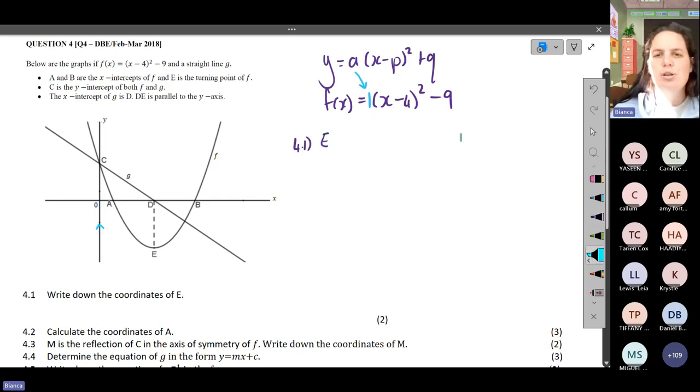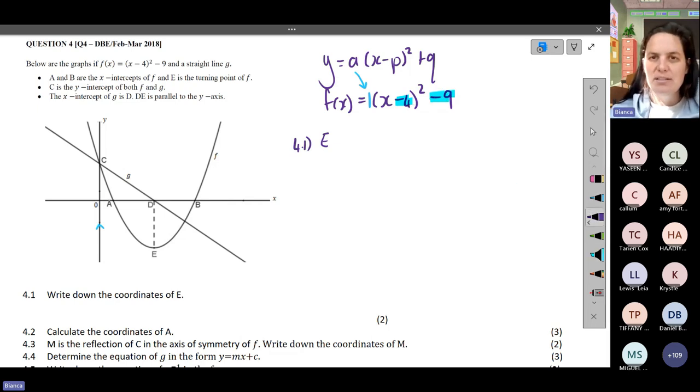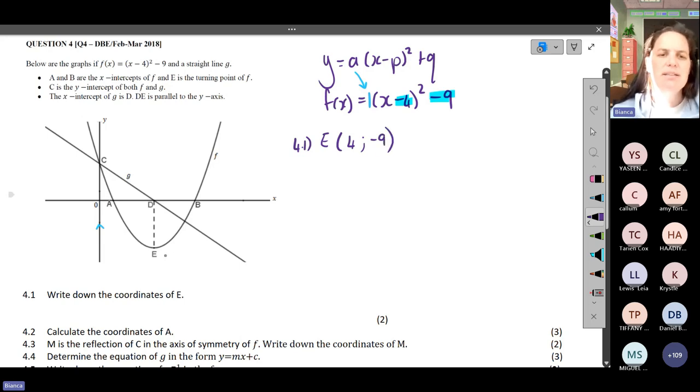They gave you the turning point in the turning point formula, there and there. Be careful, though, because if it's in the brackets, remember to do the opposite sign. So the x value is not negative 4, but positive 4. If it's outside of brackets, leave it as it is, negative 9. And then obviously look at your sketch and see if it makes sense.